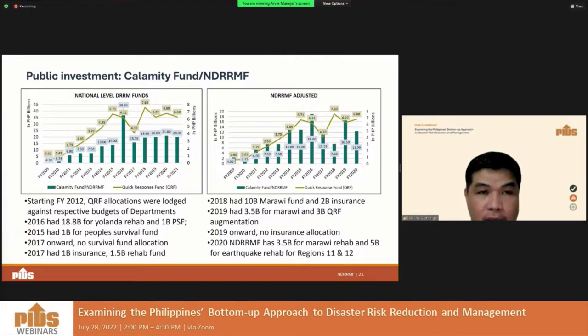So this is what you have in terms of our investment, National DRRM Fund over several years now from 2009 to 2021. As you can see, it seemed to increase over the initial years and then plateau in recent years. What you have for 2022 is also around 20 billion of funding with 1 billion allocated for Marawi rehabilitation. And that is the next slide. Next slide, please. Sorry.